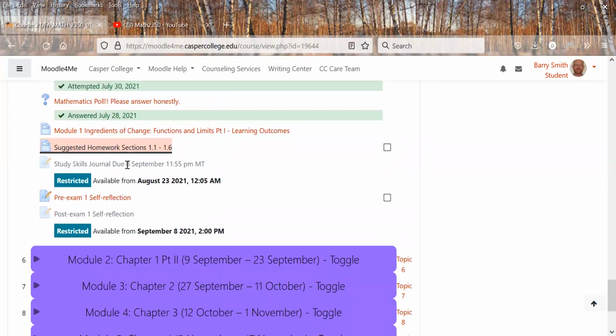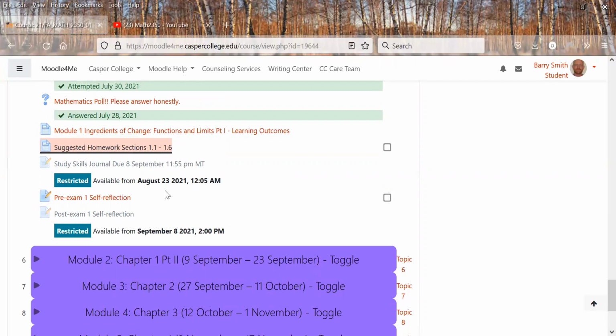Then here's the study skills journal. It'll open once classes start, and you'll be able to post in there after you read the study skills PDF file. Then you can say, okay, this is what I'm going to implement for module 1, and type it in there.